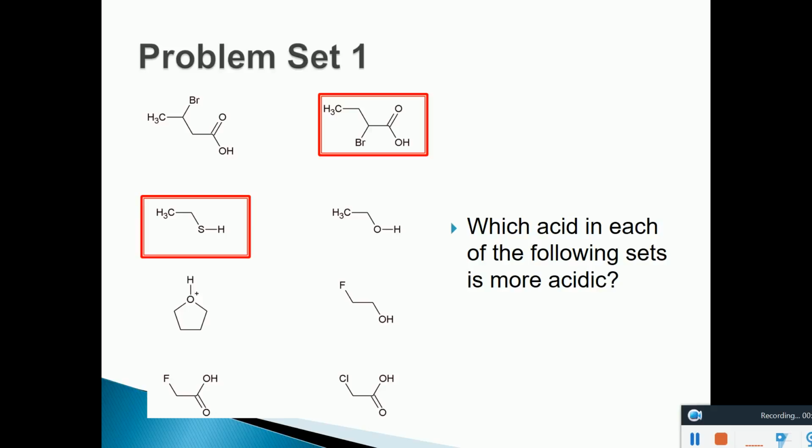So the next one, let's see, we have this hydrogen, it's attached to an oxygen here, it's also attached to an oxygen here, so it's not the element effect. There's a fluorine here, and there's no electronegative element anywhere on here besides the oxygen that the acidic proton is attached to, so maybe that has something to do with it. But what else is going on?